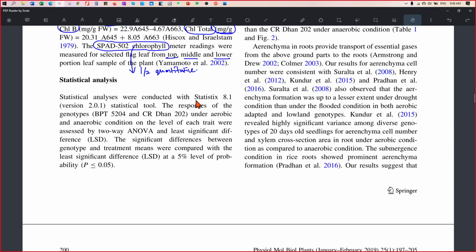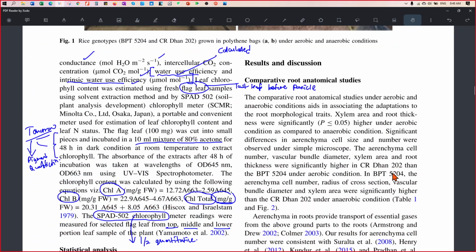They say here what software they use, which version, and then what kind of statistical test they use. They use the two-way ANOVA and also the LSD analysis at 5% alpha level, or the level of p-value, as you remember from your statistics class. Okay, you're done with the materials and method. Now, here come the results and discussion.